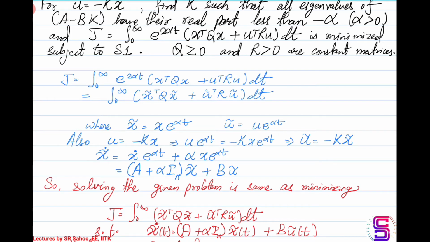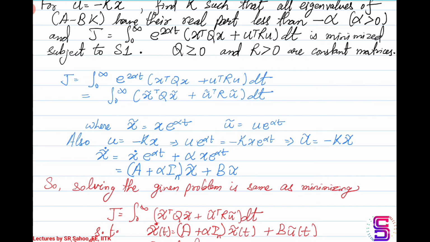Okay, now this x tilde state vector that we have, what is the governing set of equations? To find that, if you take the derivative of x tilde equal to x e^(αt), you get that x tilde dot is nothing but (A + αI) x tilde plus B u tilde. Okay, so this A plus alpha I will be further denoted as A tilde.